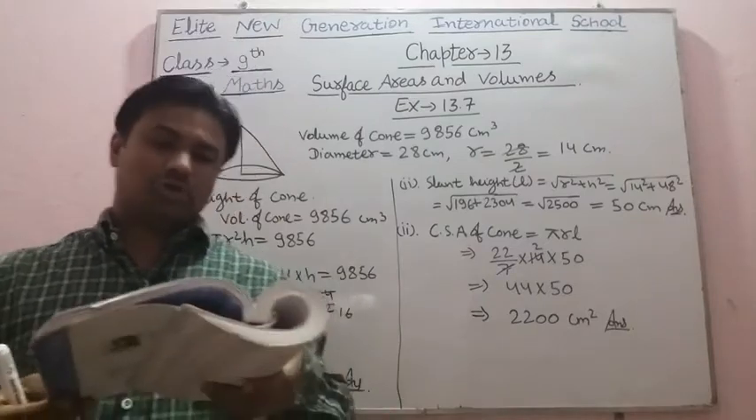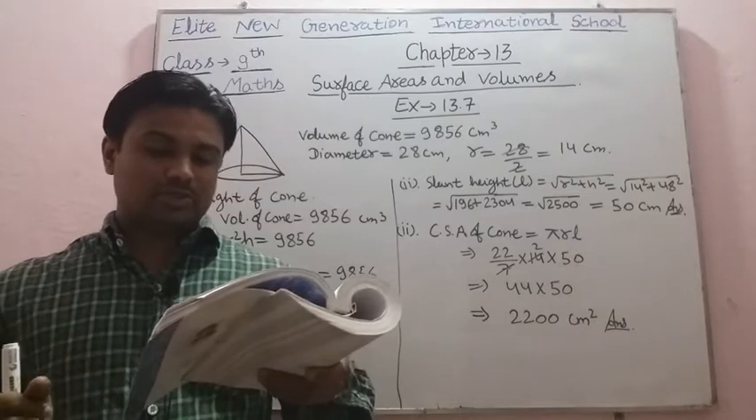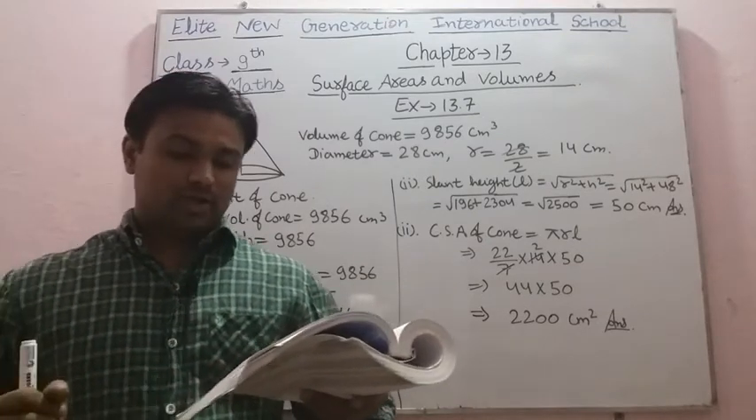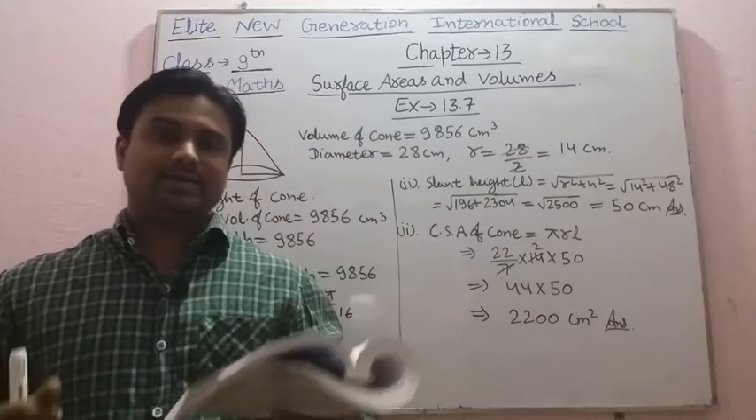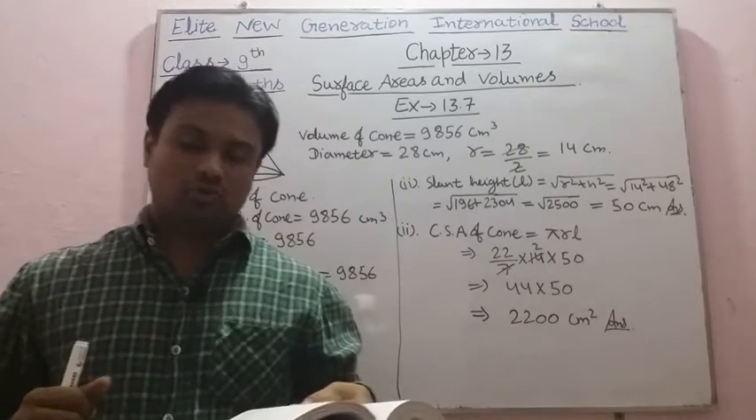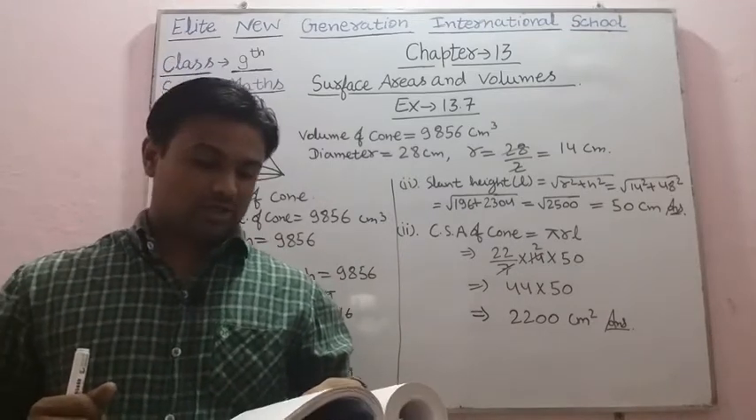So after this, see question number 6. In question number 6, we have the volume of a right circular cone is 9856 centimeter cube. If the diameter of the base is 28 centimeter, then we have to find, in the first case, the height of the cone, in the second, the slant height of the cone, and in the third, the curved surface area of the cone.